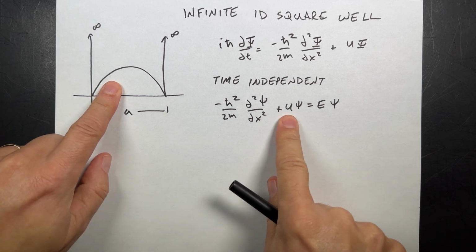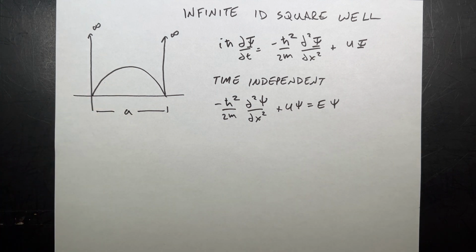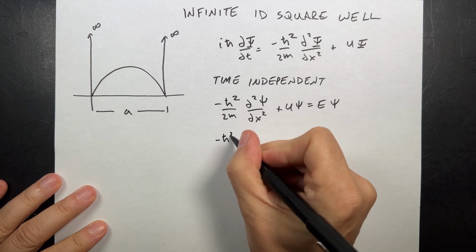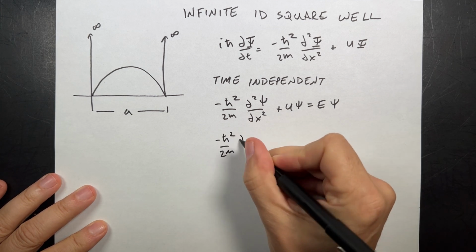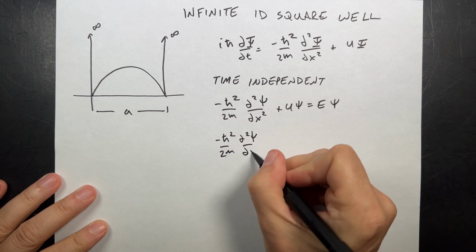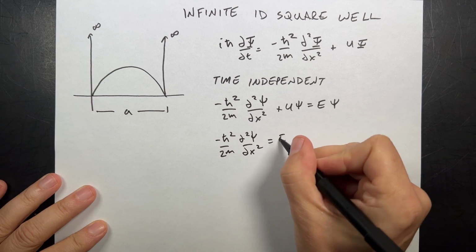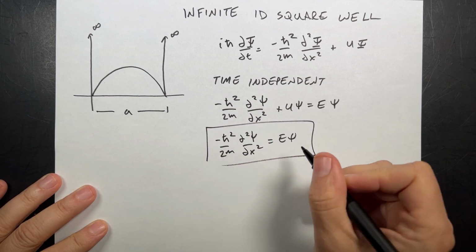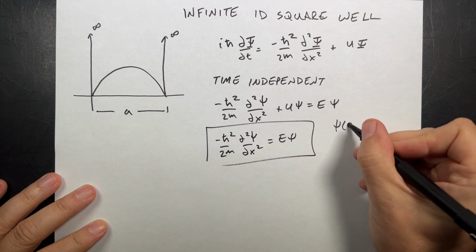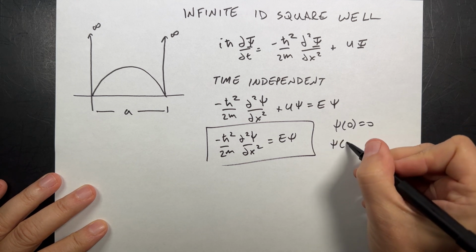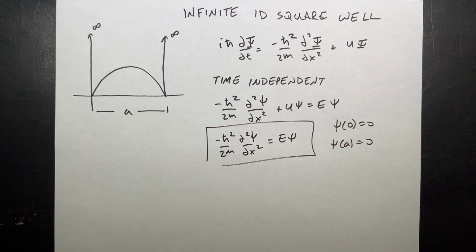But inside the well, U is 0, so that makes it a little bit easier. That means that we have this equation: negative h bar squared over 2m, second partial of psi with respect to x, equals E psi. That's the equation that we want to solve with the boundary conditions psi of 0 equals 0, psi of a equals 0. Now I've done this analytically, I've done it using the shooting method, and now we're going to do the finite difference method.